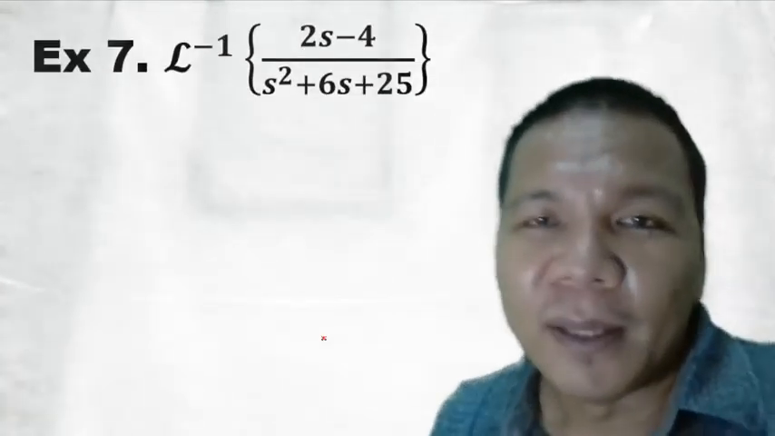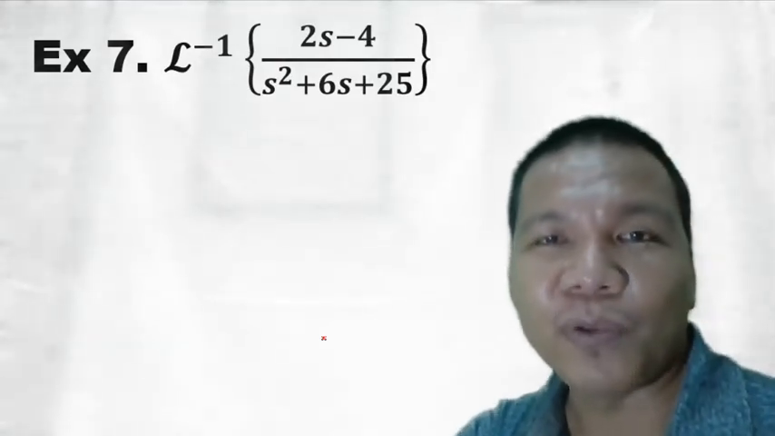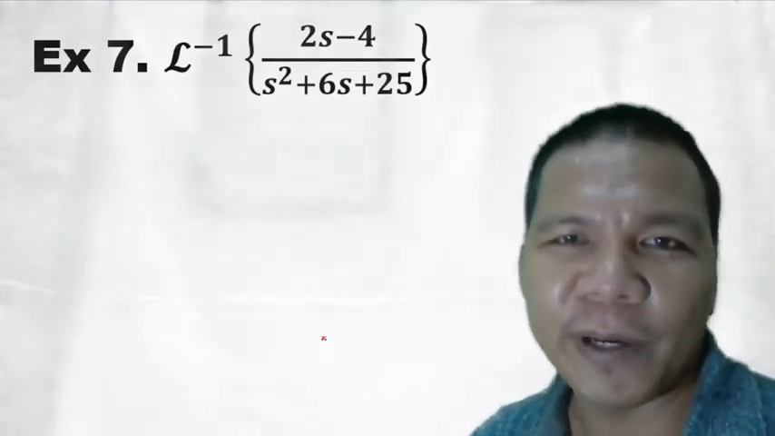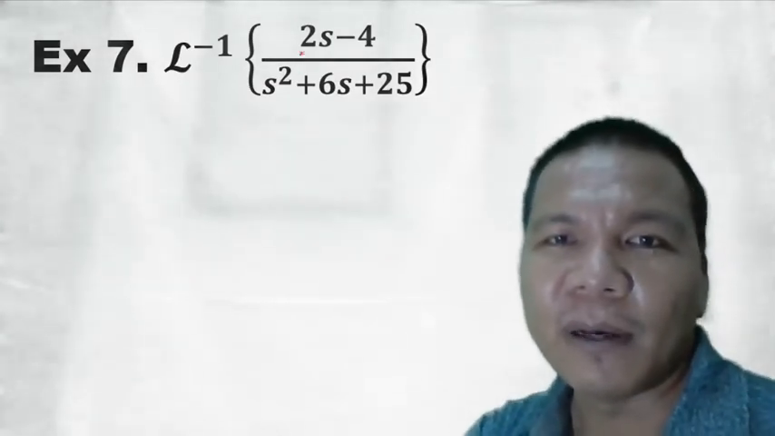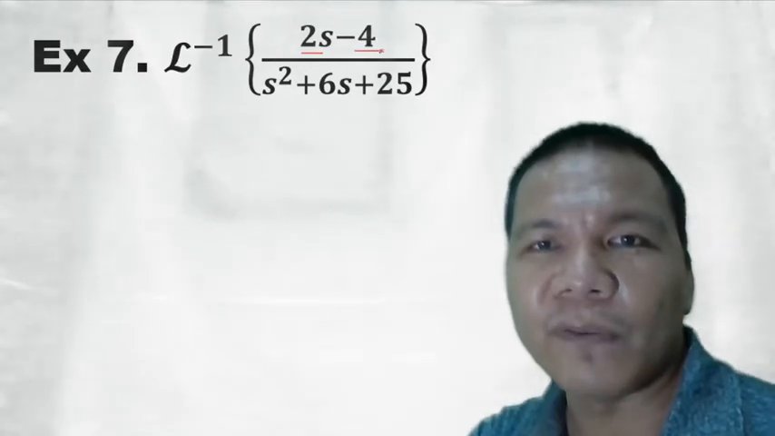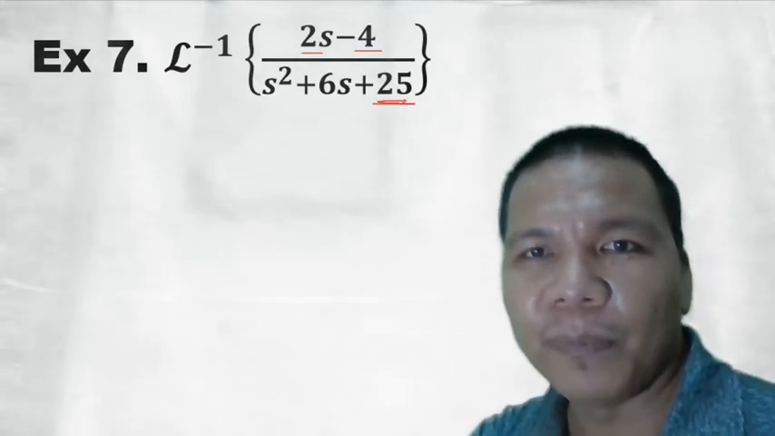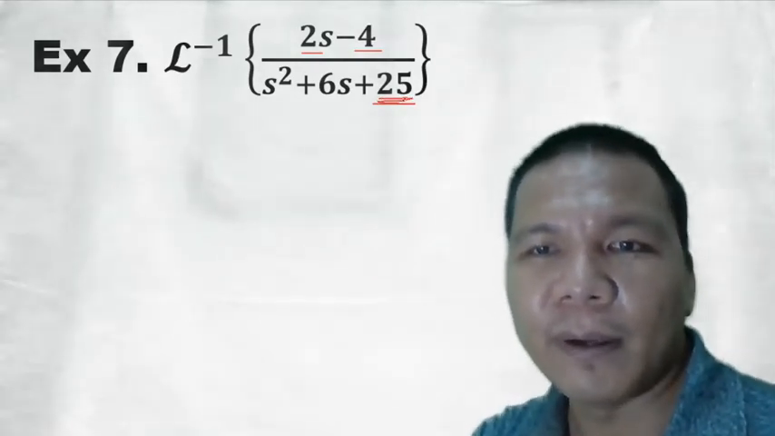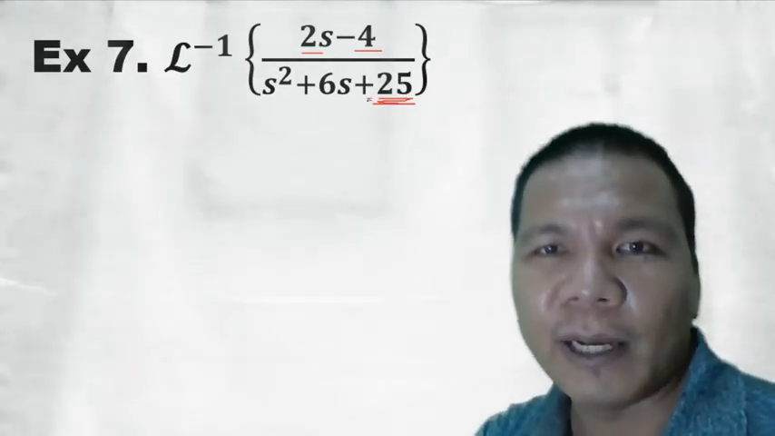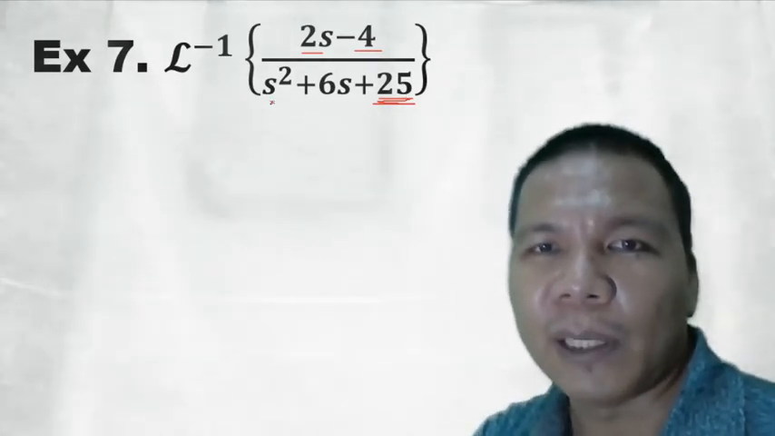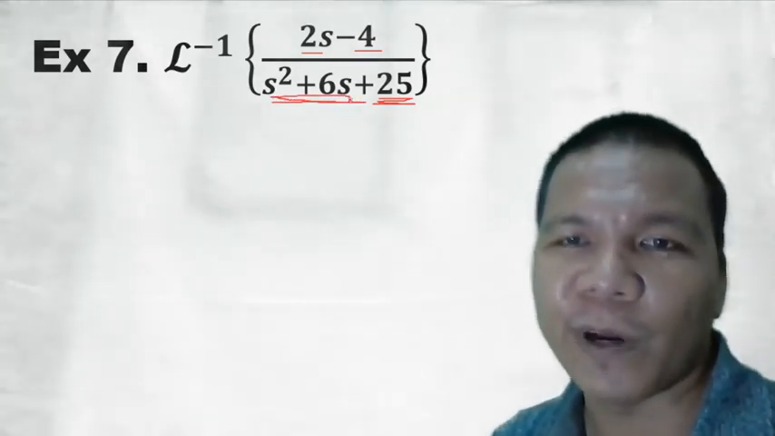All right, now for your next problem. This will be our next problem: 2s minus 4 all over s squared plus 6s plus 25. All right, now the first thing that we should do here is to factor out your numerator and then try to think of splitting this 25 into two parts. Make sure that one part will be added to this binomial to make it a perfect square trinomial.